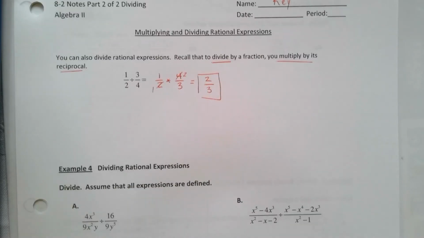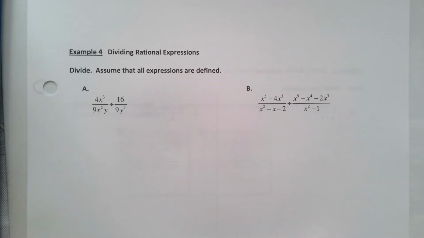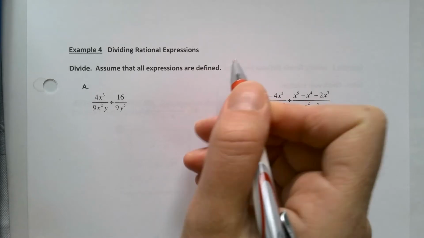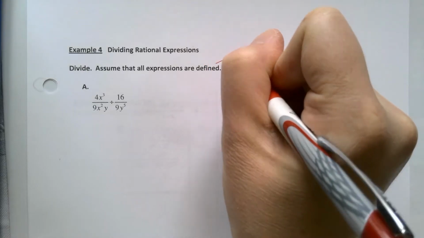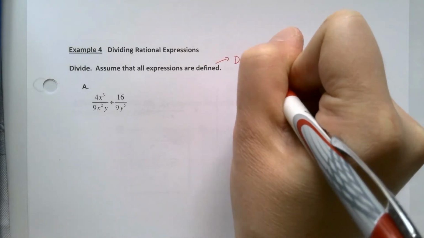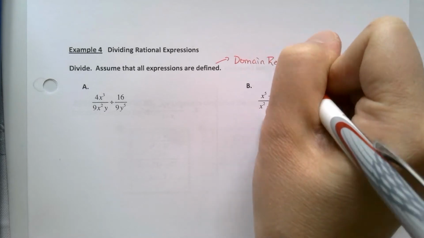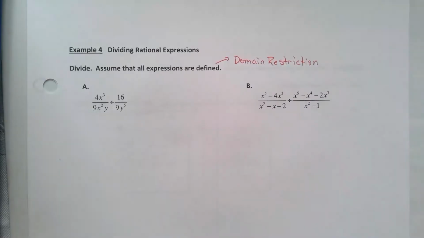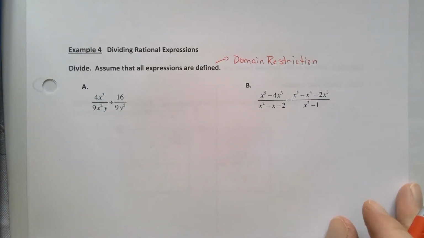So we jump right into division. Now notice that it says assume that all expressions are defined, meaning they're telling us that we don't have to give a domain restriction. If it was not defined, we would need to give a domain restriction. However, I'm going to visit the idea of domain restrictions with you to help lock that idea down.